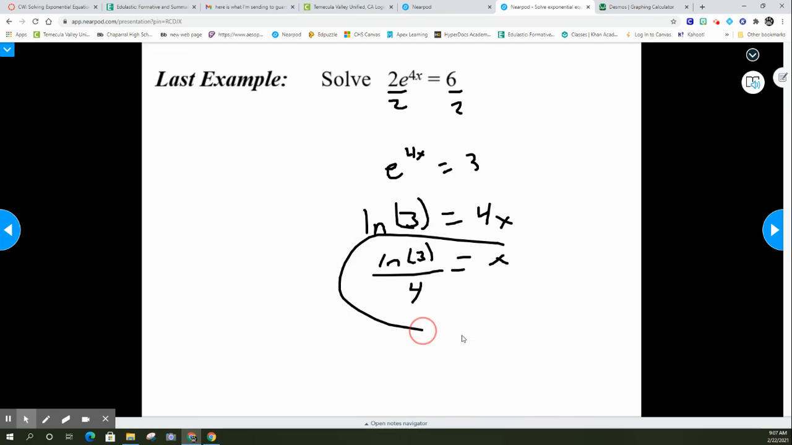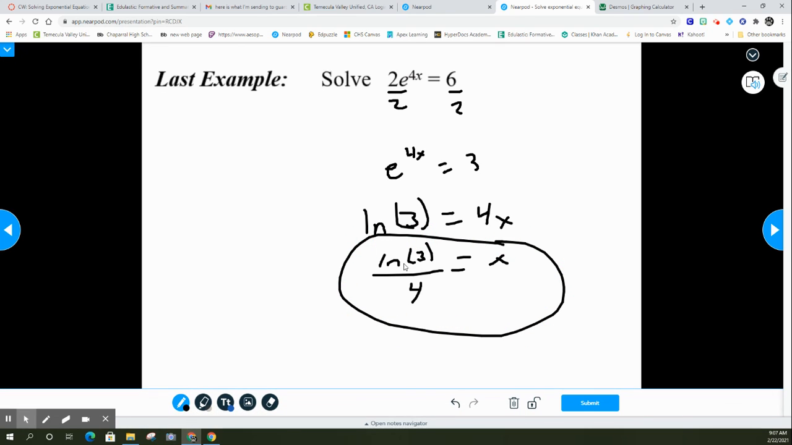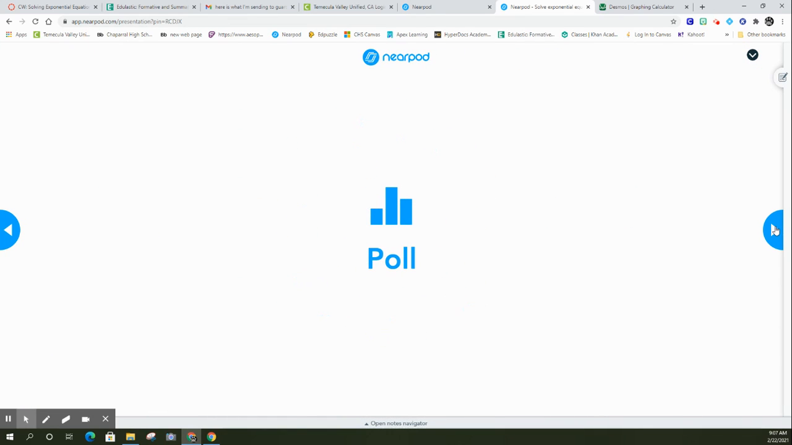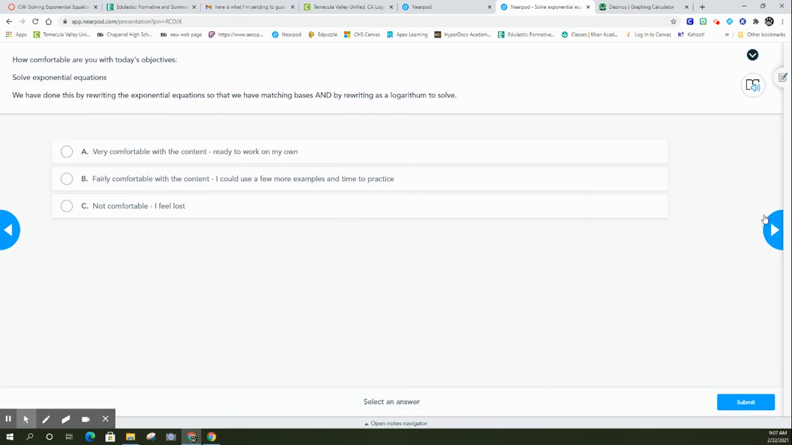And that's my answer. Again, you could type that into your calculator and get a decimal, or you can leave the exact value here. Just read the directions. If it doesn't say to round, I would leave it like this. All right, and then that's for you to do.